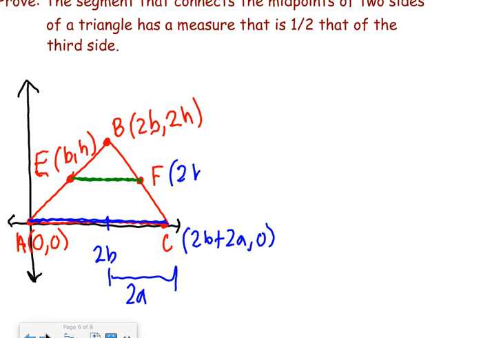Wait, what is it? 2B, because 2B only gets me to here on the X, because this is where 2B is. Why do you have a 2 comma H? 2 comma H, because that's how high up it is. Oh, 2B plus A, yes, thank you. Okay, let's just see if it works.